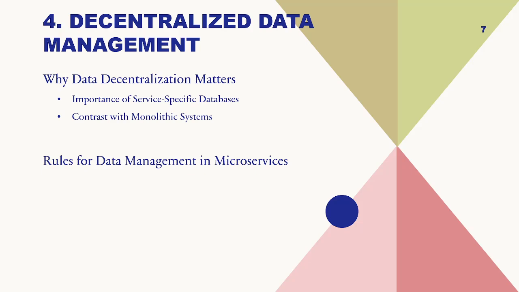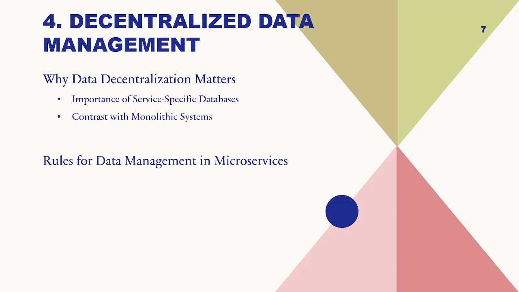Rules for data management in microservices. Decentralized data management in microservices follows a few important guidelines, such as exclusive ownership. Each service exclusively owns and directly manages its database. No other services can access it directly. This exclusivity reduces dependencies and promotes data integrity.